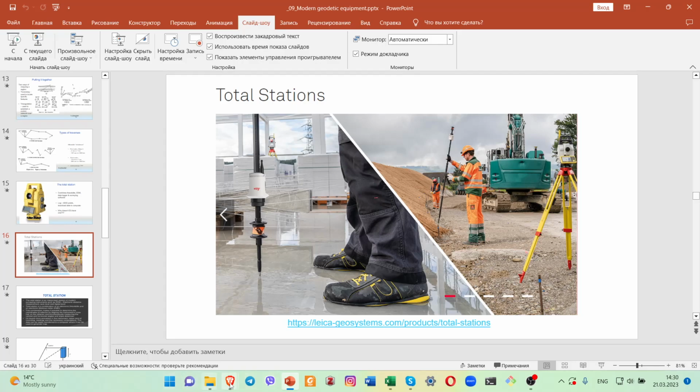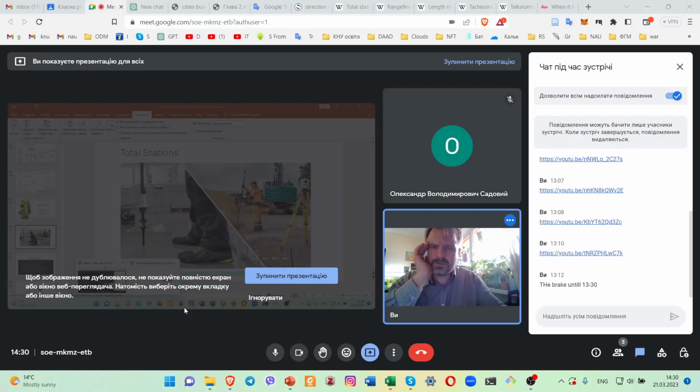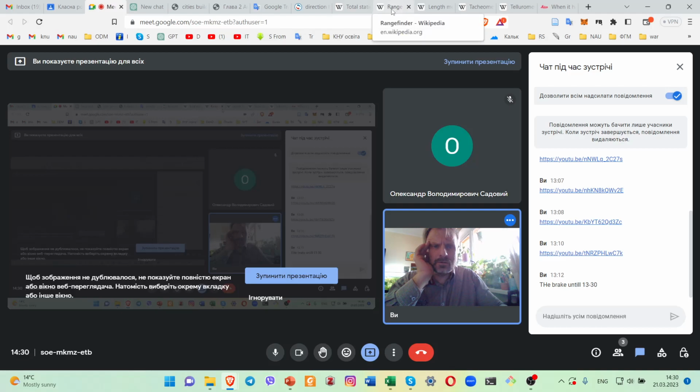Well, a short history of length measurement.